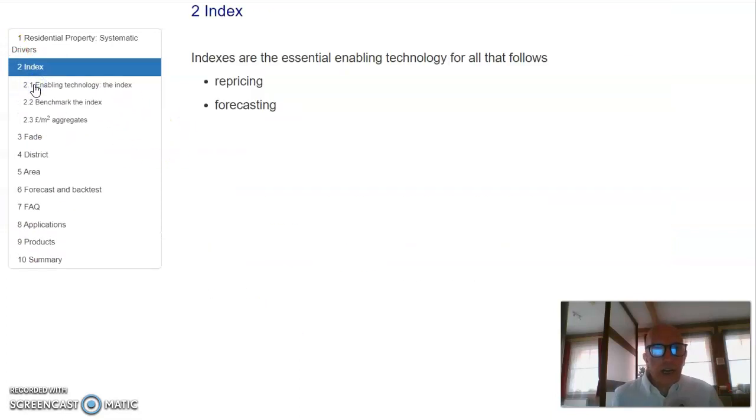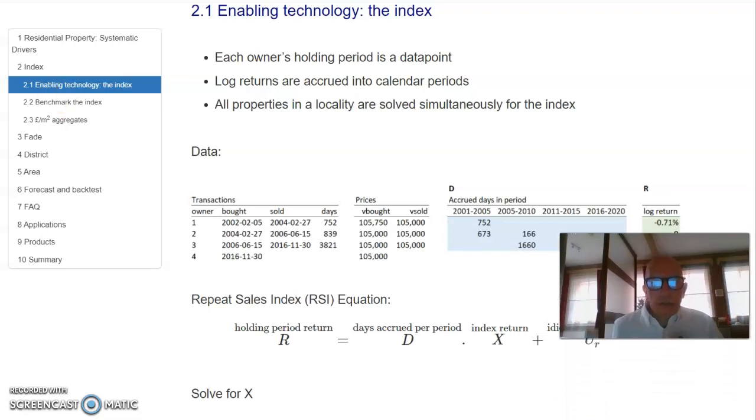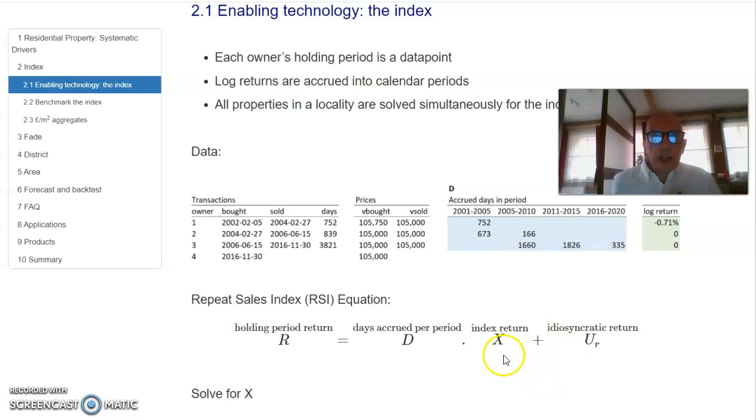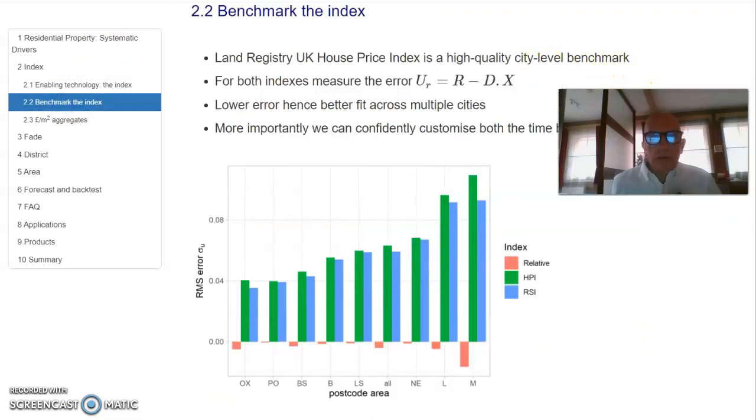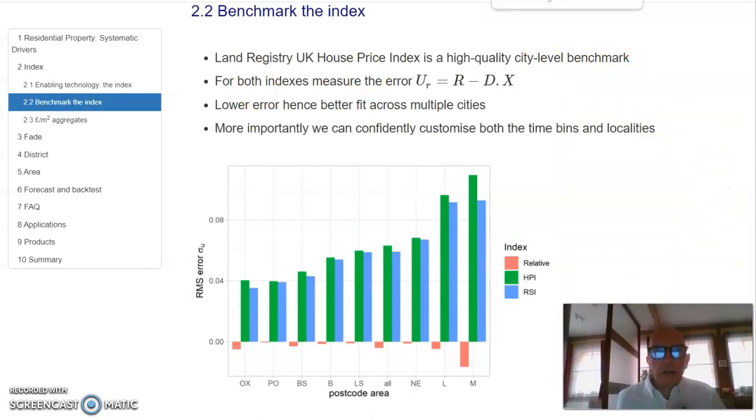And in order to analyse it, we need to reprice this and other units to a single date. So I describe briefly a repeat sales index, but I won't go through the details. In a nutshell, we solve for an index X, and a daily rate of return. And now we need to check the index against a reliable benchmark by looking at the size of this error term. And the benchmark is the Land Registry UK House Price Index, city level, fitting holding period returns.